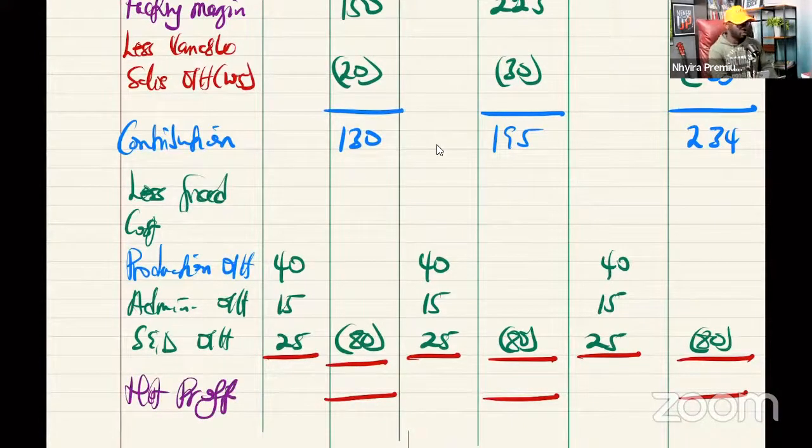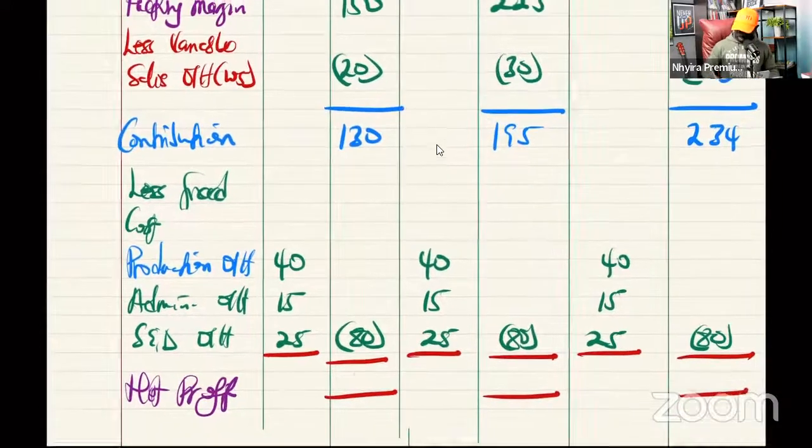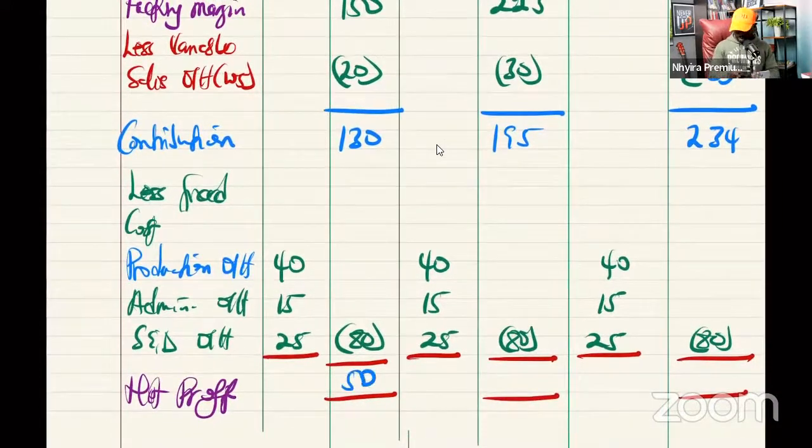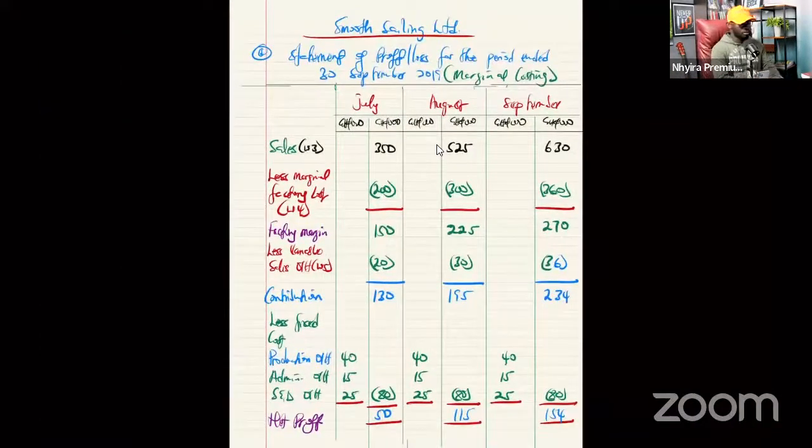That gives you the net profit. So 130 minus 80, that's 50. 195 minus 80, that's 115. And then 234 minus 80, that's 154. This is the answer to the marginal costing question.